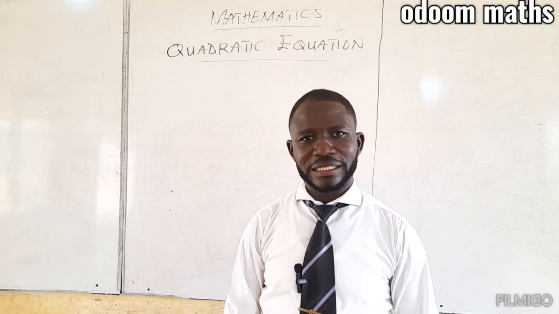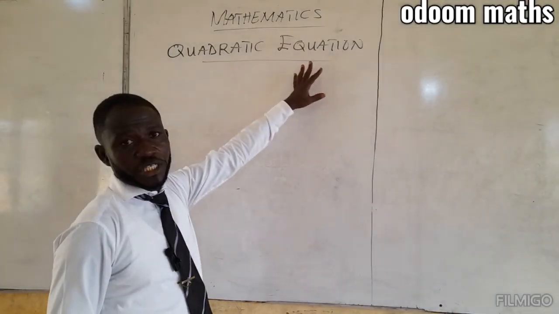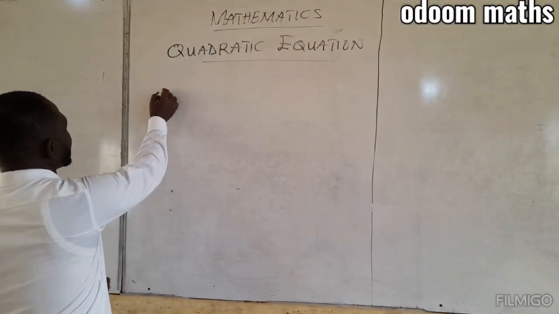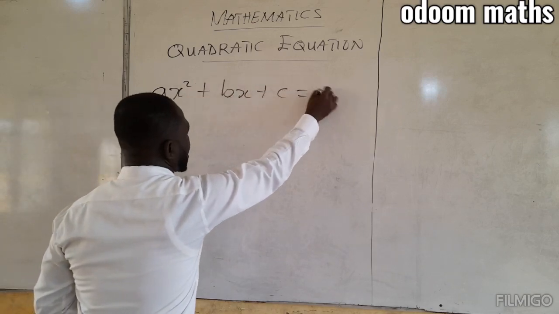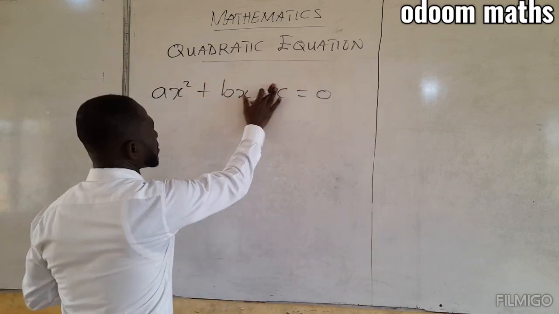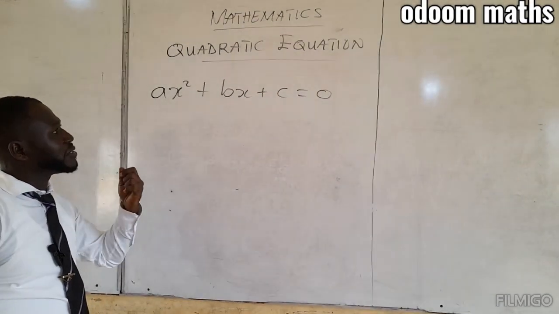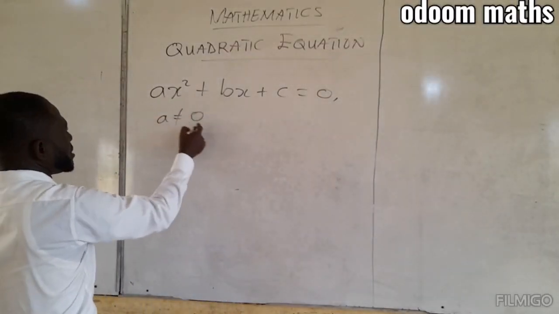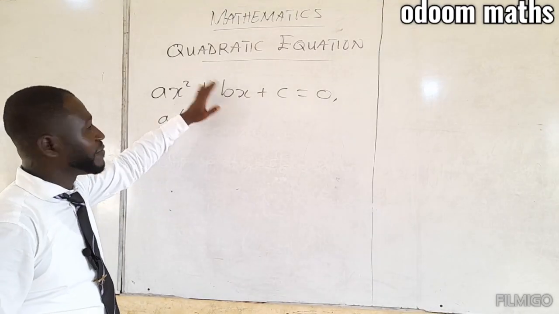This is Odum Maths, and today I want us to look at quadratic equation. A quadratic equation is an equation of the form ax squared plus bx plus c equals 0, where a is not equal to 0. When a tends to 0, it changes the type of equation.